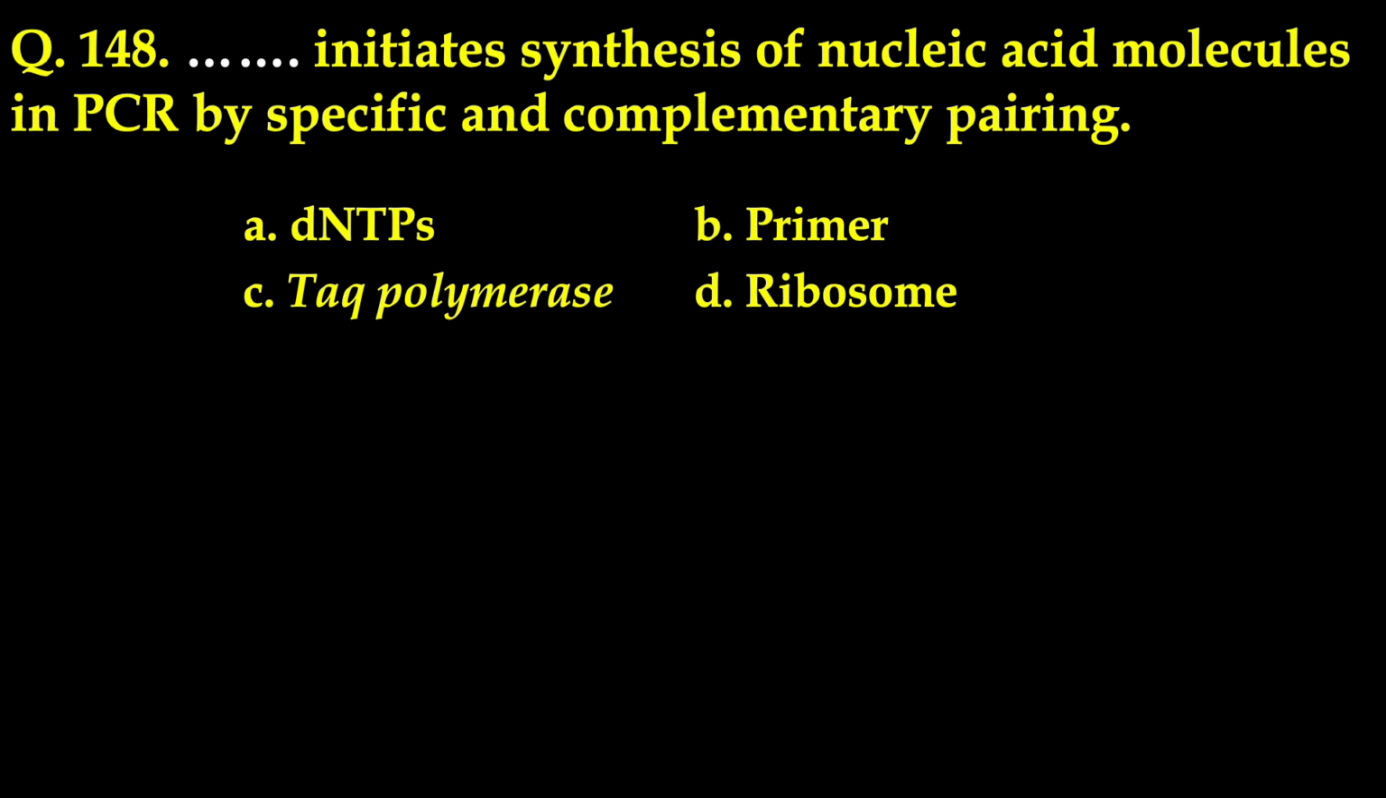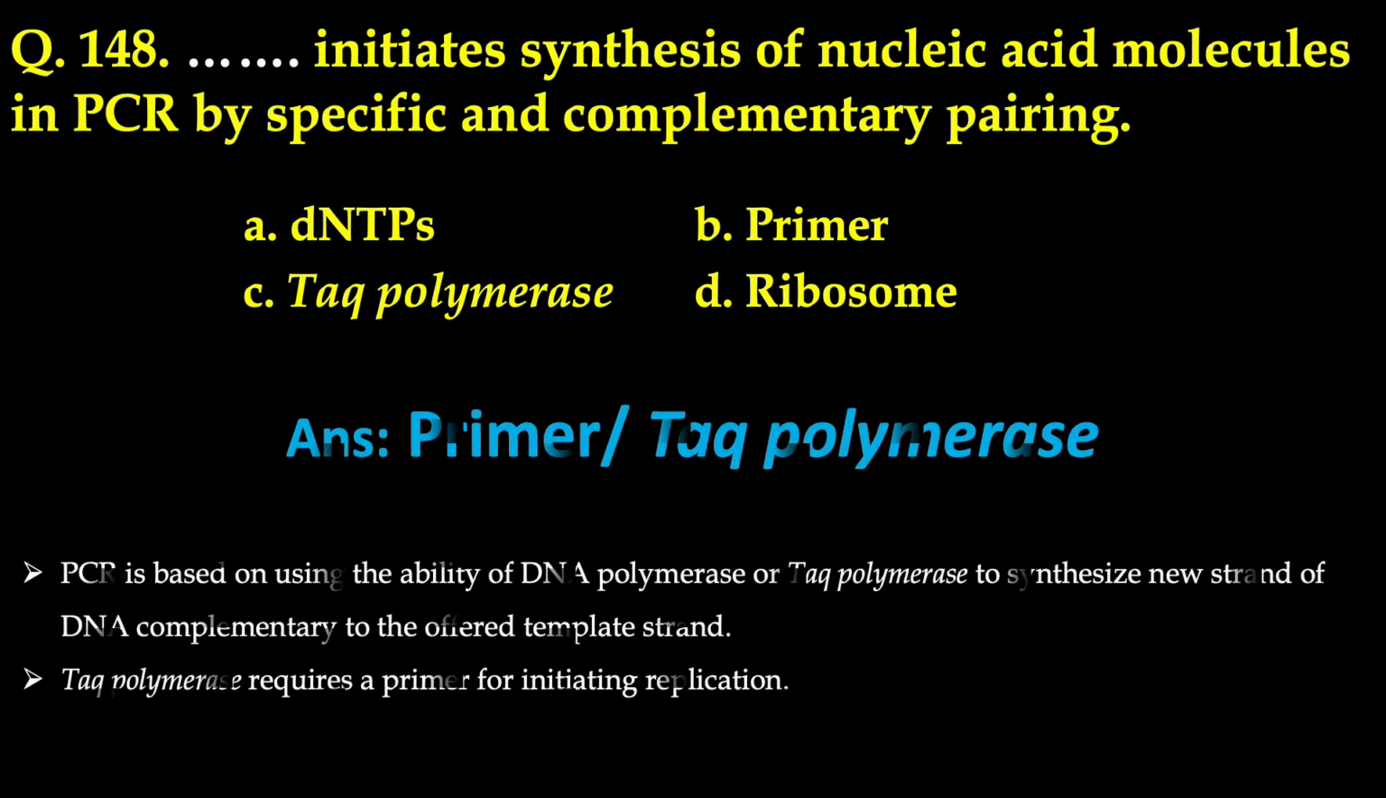And the important function of the ribosome is that it assembles amino acids to form proteins that are essential to carry out cellular functions. And the DNA produces mRNA by the process of DNA transcription. The correct answer for this question is primer or Taq polymerase. That is option either B or C are correct, or both of them are correct.